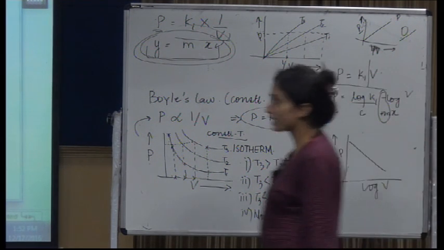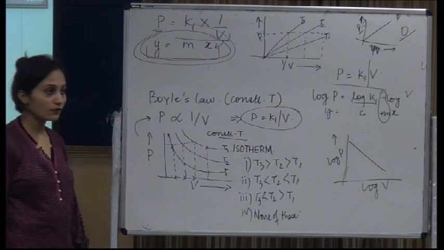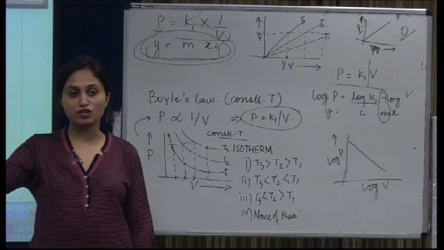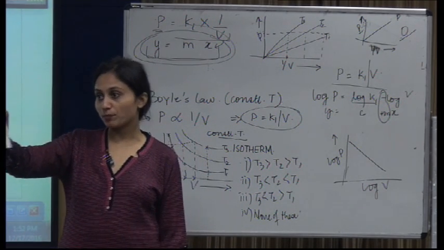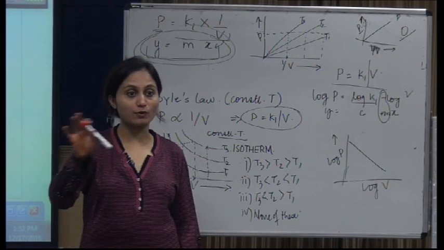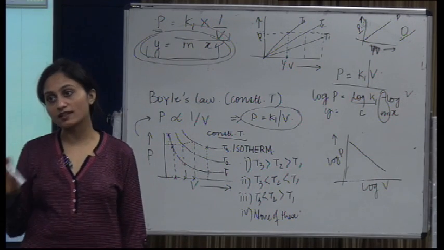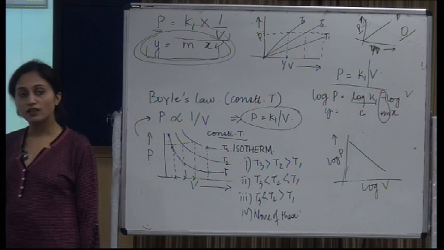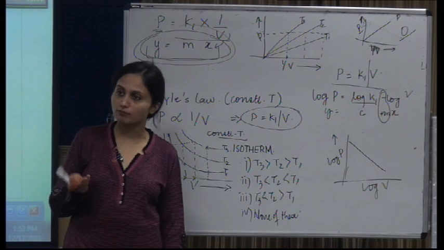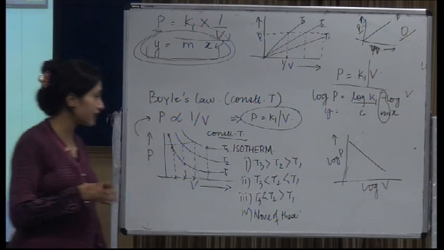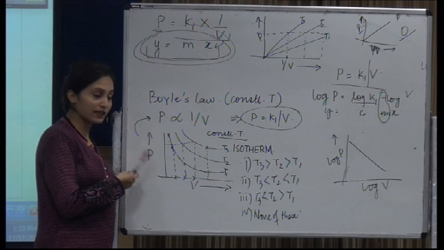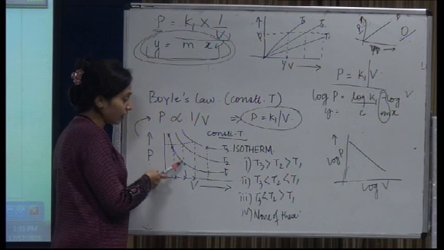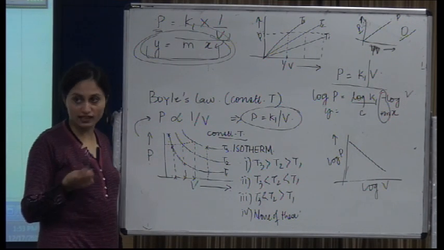Alright, let me just revise the plots once again. Boyle's law states that at constant temperature, as the name suggests, pressure is inversely proportional to volume. If pressure is inversely proportional to volume, the clear-cut relationship is P is equal to K1 by V. Any K, it's up to you, I am calling it K1 by V. If we plot a graph between P and V, it's an inverse relationship. As pressure decreases, volume will increase, or vice versa.